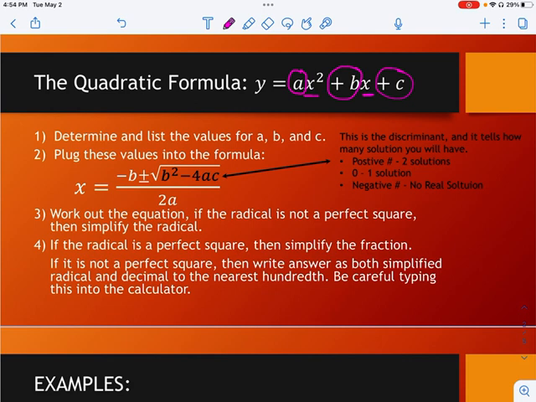The next thing you do is plug it into the quadratic formula. The quadratic formula is listed here on the screen. X equals negative b plus or minus the square root of b squared minus 4ac, all over 2a.